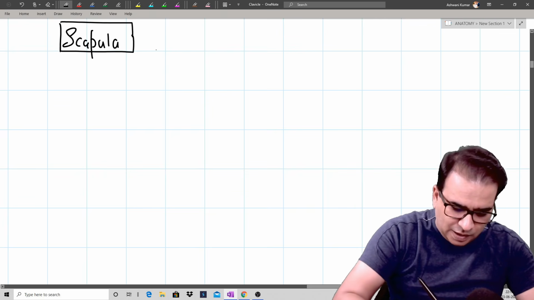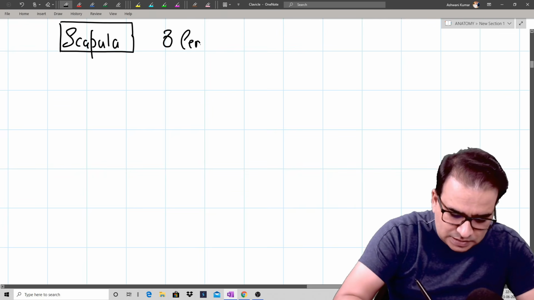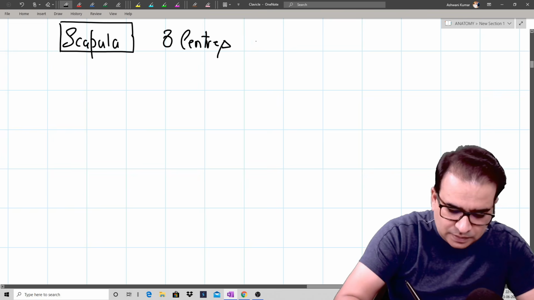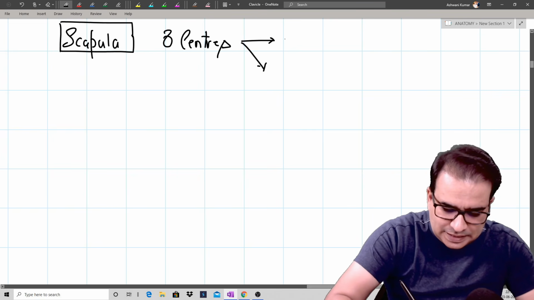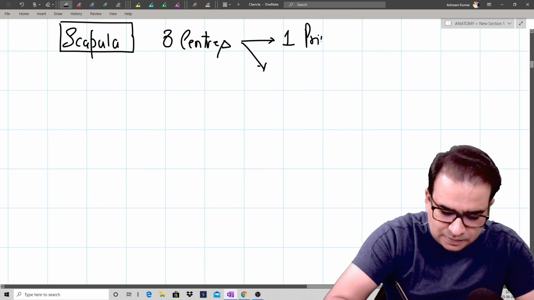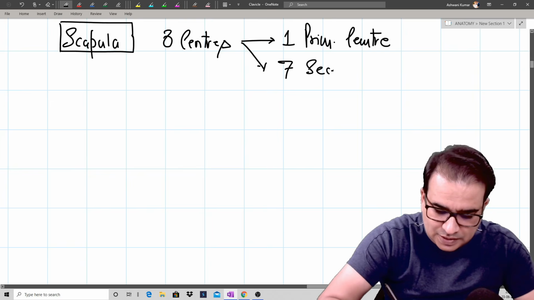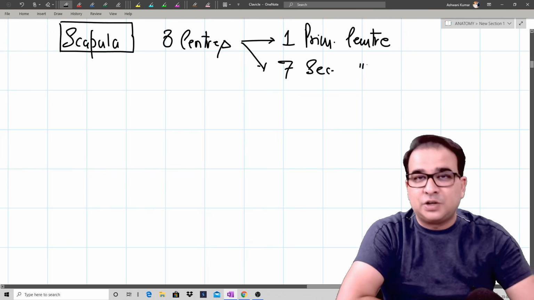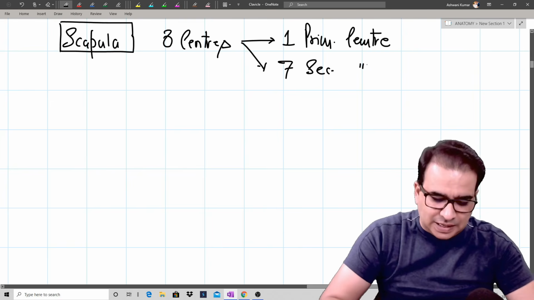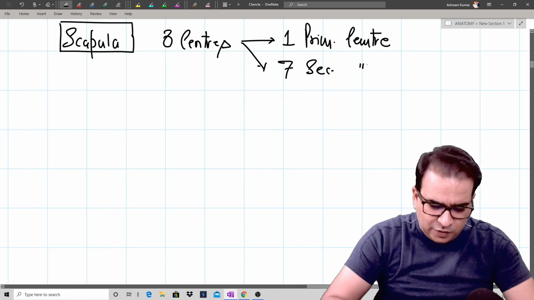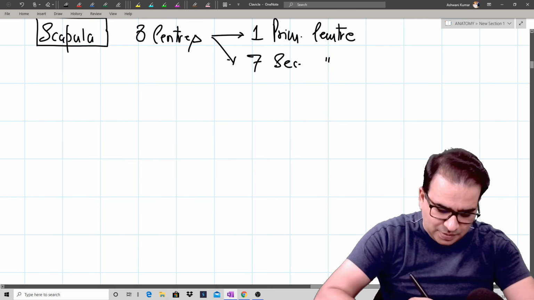So guys, for the scapula, we have actually 8 centers of ossification, and out of those 8 centers, we got one primary center. There is one primary center, and we have 7 secondary centers of ossification. One primary and 7 secondary centers.